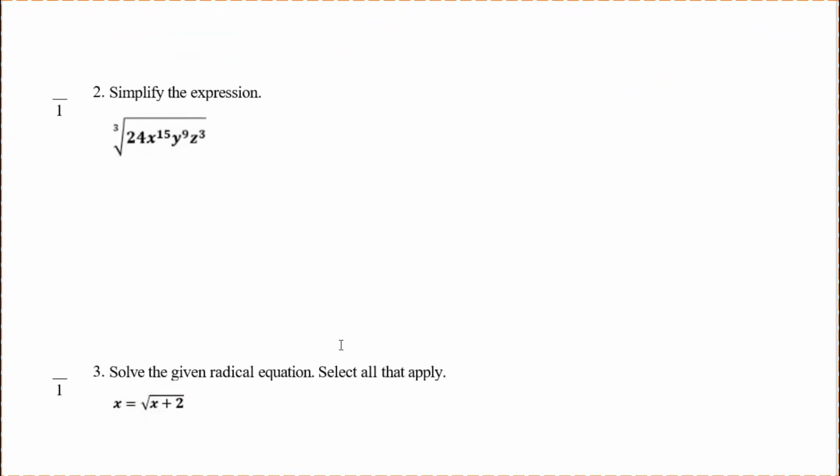All right, for number 2, simplify the expression. So essentially we're going to break this up into a few different cube roots. So we have cube root of 24. And then we're going to rewrite these using rational exponents, so using the fractional powers. So we have x to the power over index, y to the power over index, and z to the power over index.